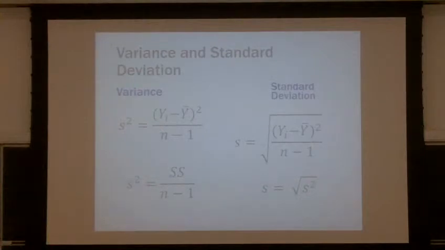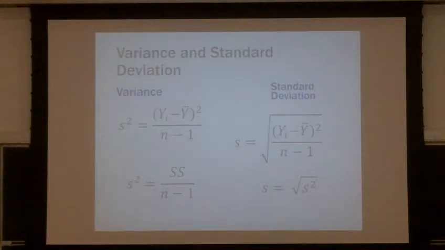So variance is the first step of another way of quantifying the variation in a distribution, or the error. It's another way of quantifying the error that corrects for differences in sample size. And the way it corrects for it is it basically takes the average of the squared deviation from the mean.